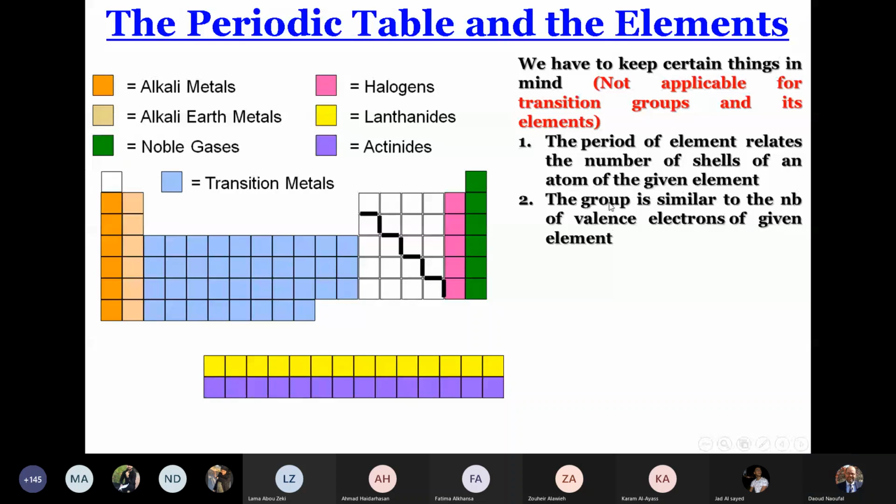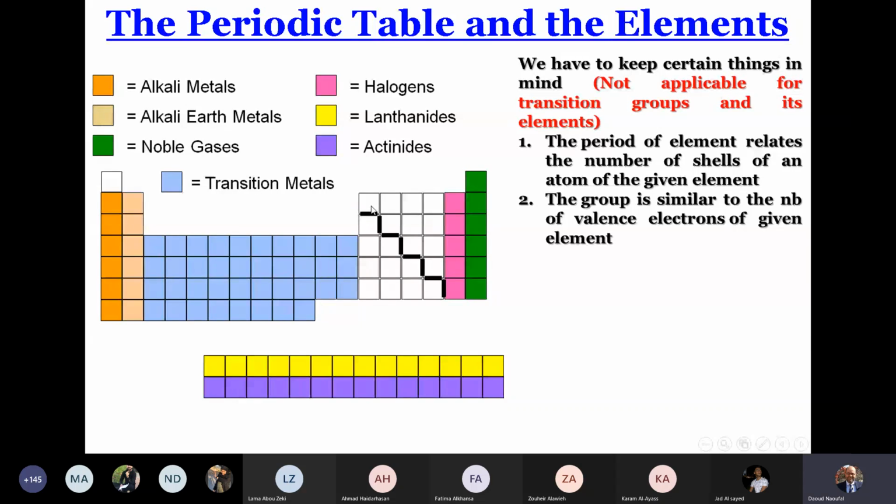The group number is defined for block S and block P only. For D, they are called transition metals, and for F, actinides or lanthanides. So we talk about the group notation only for block S and block P. The group is the number of electrons on the valence shell. Suppose we have boron. Boron has Z equal 5: 1s2, 2s2, 2p1. So the valence shell is 2, and on the valence shell we have 2 electrons in 2s and 1 electron in p.